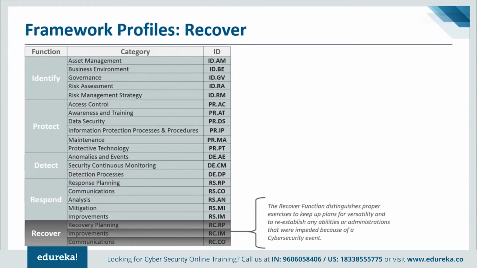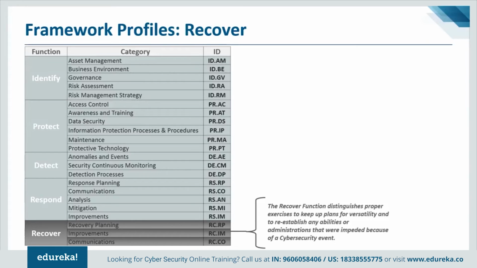Last but not the least, we have the Recover function. Now to develop and implement appropriate activities to maintain plans for resilience and restore any capabilities or services that were impaired due to a cybersecurity incident, the Recover function supports timely recovery to normal operations to reduce the impact from a cybersecurity incident. Examples of outcome categories within this function include recovery planning, improvements, and communications.